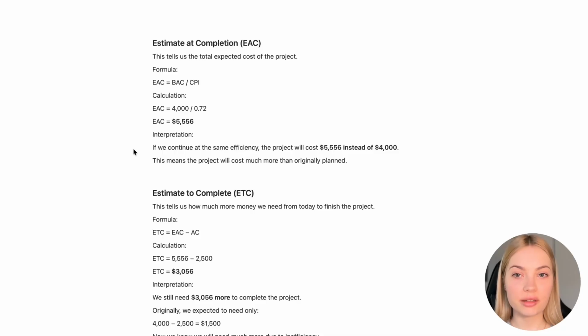Estimate at completion. This tells us the total expected cost of the project. So the formula is EAC equals BAC divided by CPI. So let's calculate and we'll see that if we continue at the same efficiency, the project will cost more than we actually planned. This means that the project is inefficient, meaning we will spend more money than we planned.